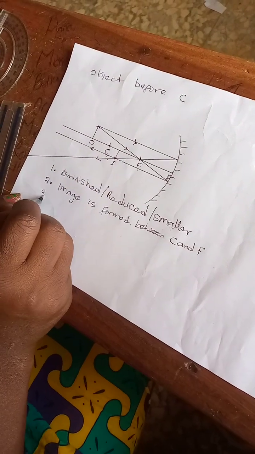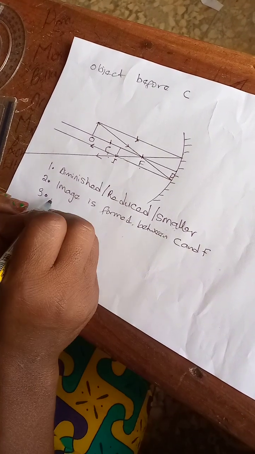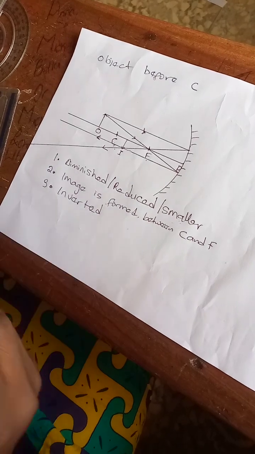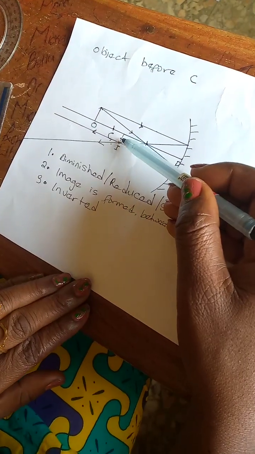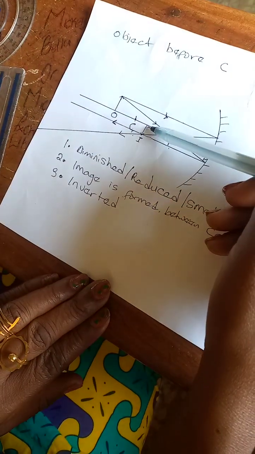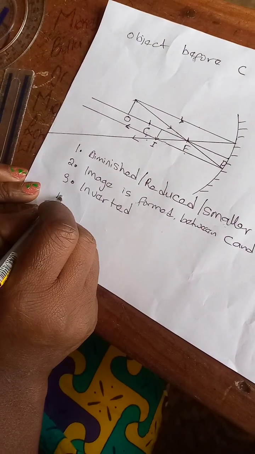What is the third characteristic? The third characteristic is that the image is inverted. What does it mean to be inverted? It means, look at the object, the image is upside down. While the object is facing the other direction, this one is upside down. So it is inverted.